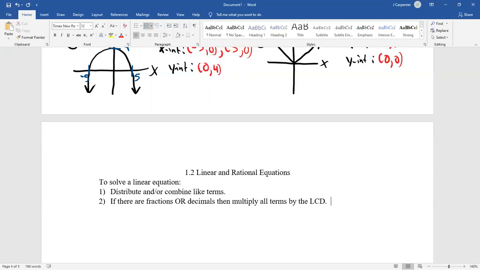So if you find your LCD, you'll have a value that, if you multiply both sides by it, gets rid of all the fractions, because each of those fractions would reduce out perfectly. So that's for fractions. Specifically for decimals, the LCD for decimals is a power of 10.